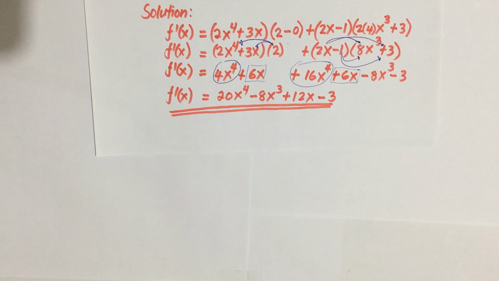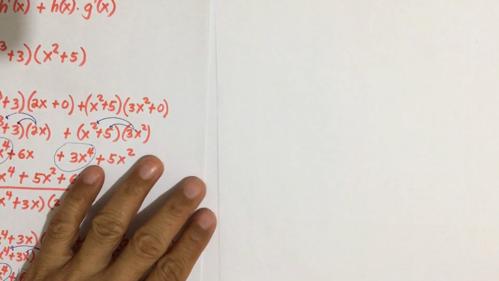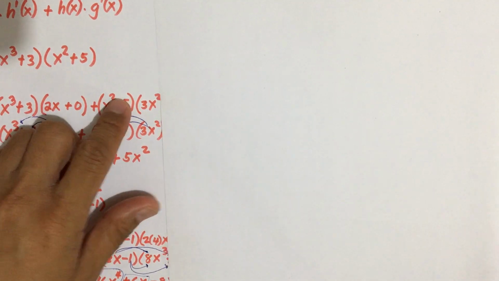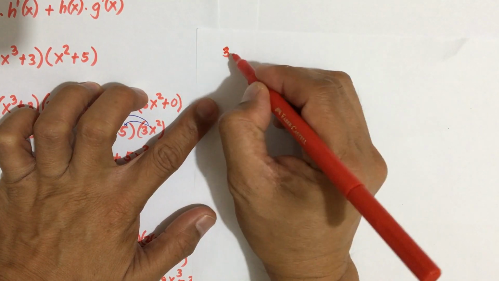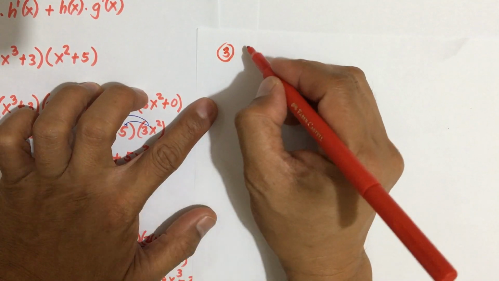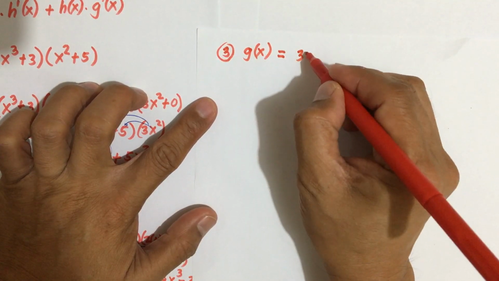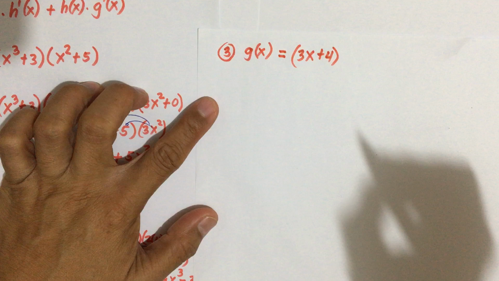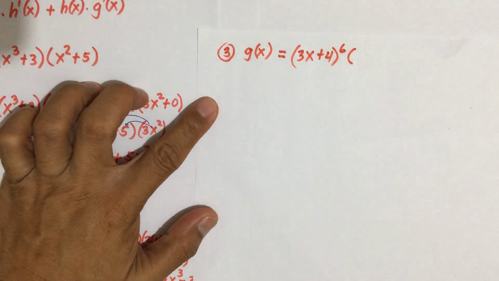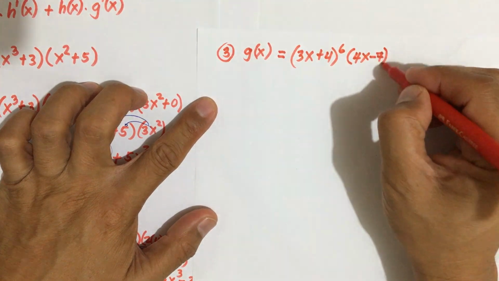So another example, if we are given this function of x equal to 3x plus 4 raised to a power 6 multiplied by 4x minus 7 raised to a power 3.